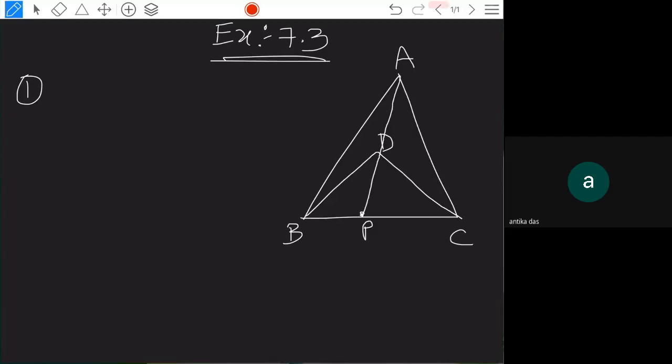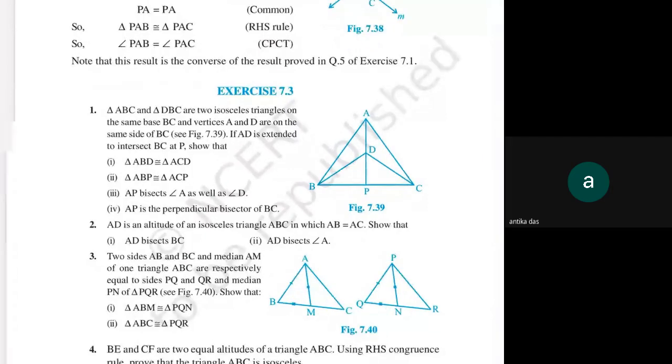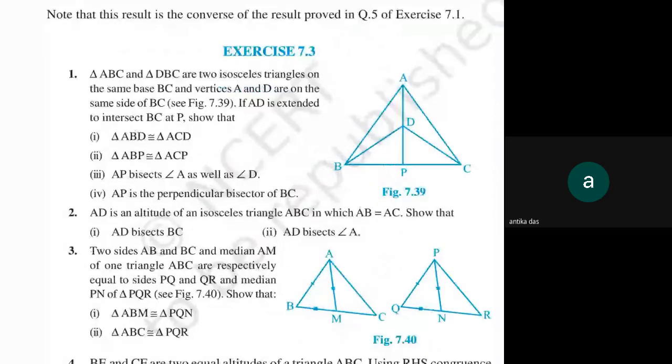What is it asking you to prove here? It is asking you to prove triangle ABD and triangle ACD are congruent, triangle ABP and triangle ACP are congruent, and AP bisects angle A, which means the angles are also equal. Whenever you prove that triangles are congruent, by the corresponding parts property you can say AP is the perpendicular bisector of BC. So these are the four things you need to prove here.